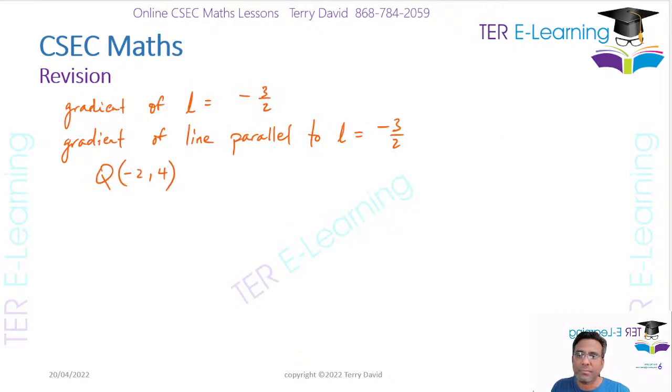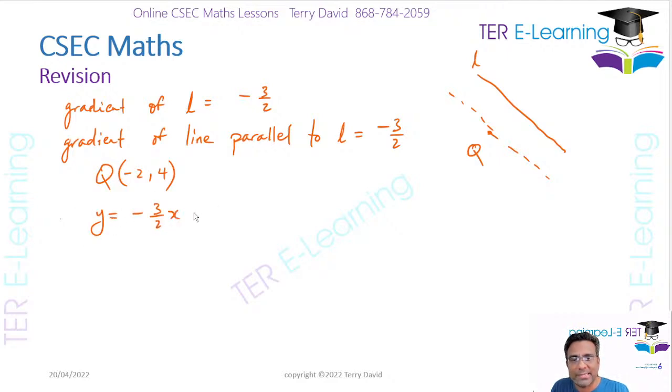So, basically, you have a line, right? Now this line here, this might be L, right? You have a point Q, right? And we are trying to find the equation of a line that is parallel to L but passing through the point Q. So the equation of this line is going to be y is equal to minus 3 over 2x plus c. Because remember, the general form of any straight line is y equal mx plus c.